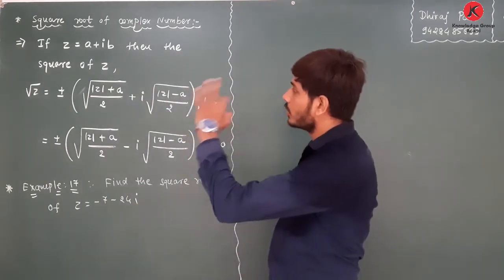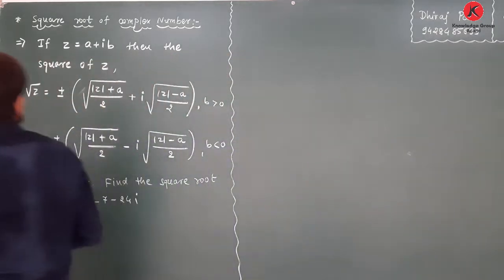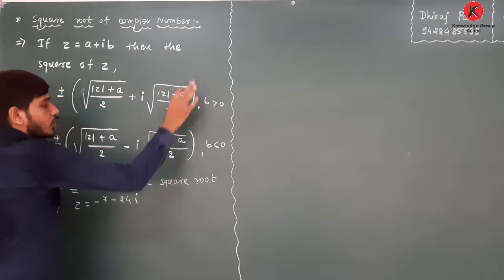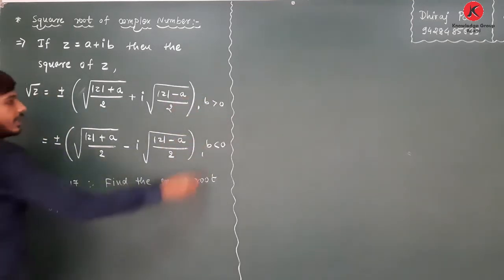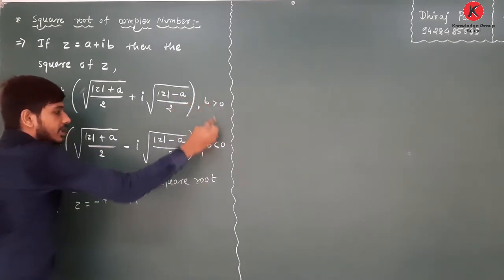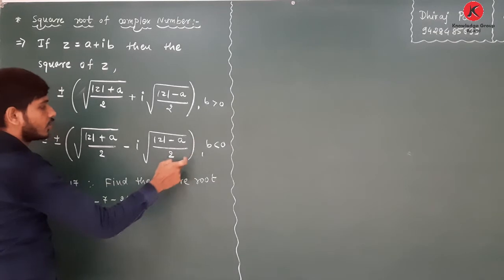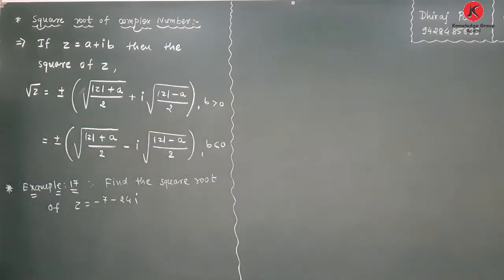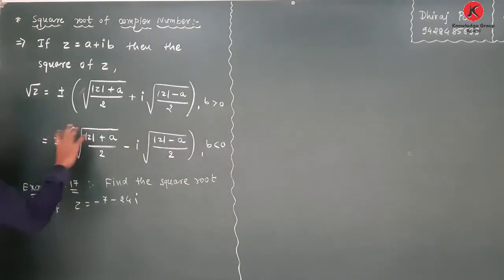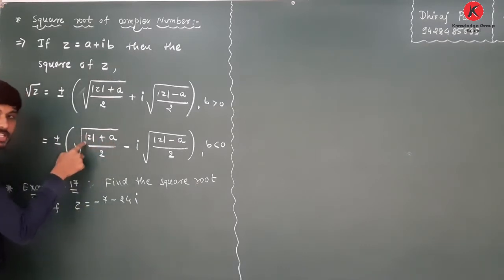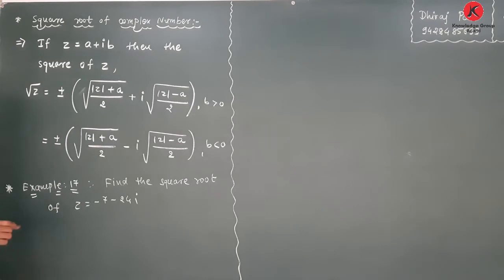To obtain the square root of z, first of all you have to check which formula you have to use. For that, check whether b is positive or b is negative. So see here, b is negative, therefore we have to use this formula for obtaining the square root of z. For this formula we require the value of a and modulus of z. We can directly calculate modulus of z equals under root a square plus b square.